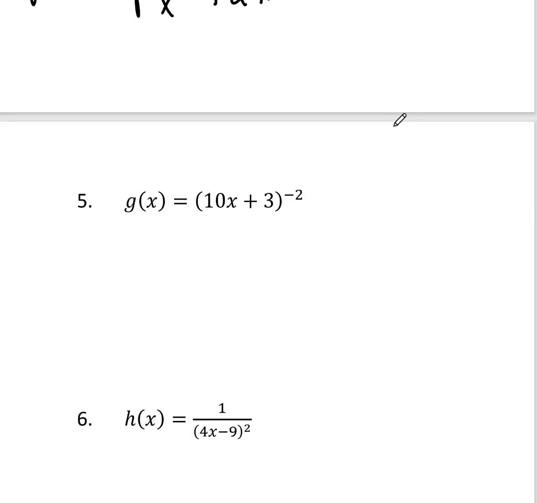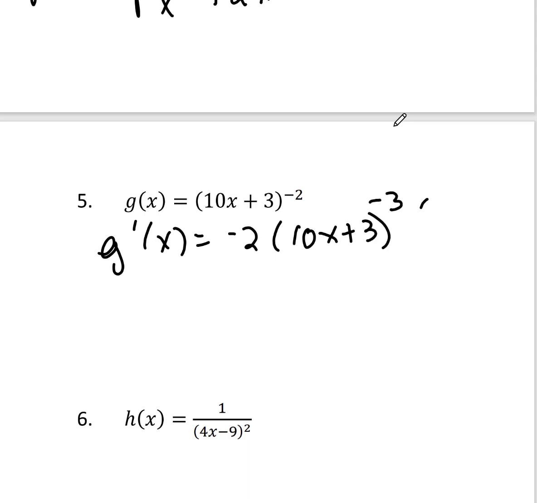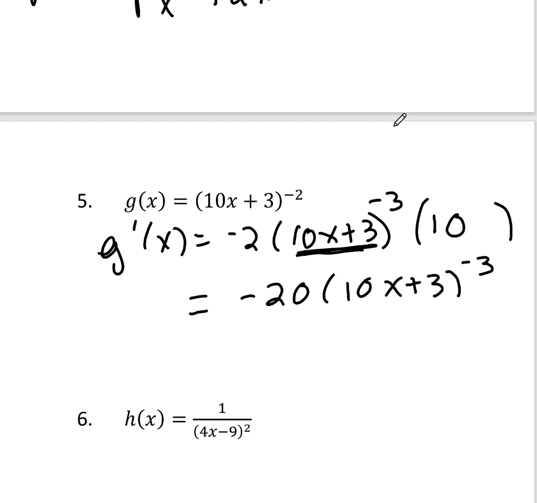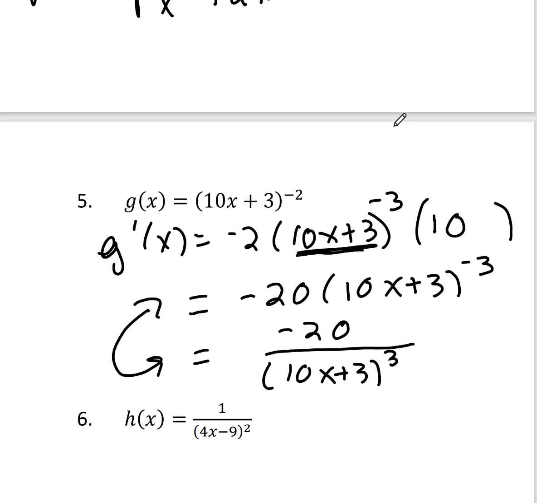Let's look at this one. G of x says 10x plus 3 to the negative 2. So now we've introduced a negative power. G prime of x: the negative 2 is going to come down. Keep 10x plus 3. Remember, when you subtract, negative 2 minus 1 is negative 3. Don't forget to go back into the 10x plus 3 and make that derivative 10. Now, negative 2 times 10 is negative 20. I'm going to first write it as 10x plus 3 to the negative 3. And then, as a habit of thinking about what's really going on here, I'm going to put the 10x plus 3 cubed in the denominator. So both of these are equal; you pick which one you want to write.